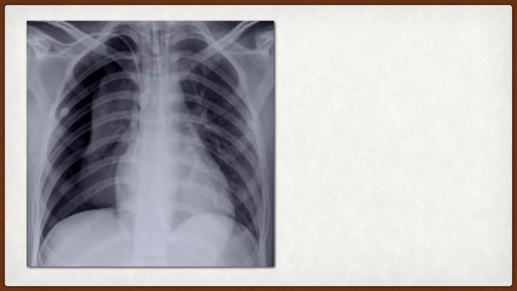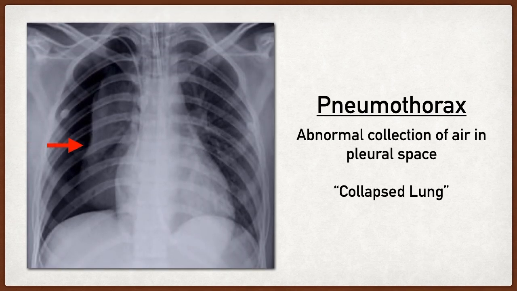So what is a pneumothorax? A pneumothorax is basically a collapsed lung. It's an abnormal collection of air between the lung and chest wall called the pleural space. This X-ray shows an example of a right-sided pneumothorax. The arrow is pointing to the border of the right lung. Notice how there's an absence of lung markings from that lung border to the chest wall. This indicates that there's a pneumothorax present.